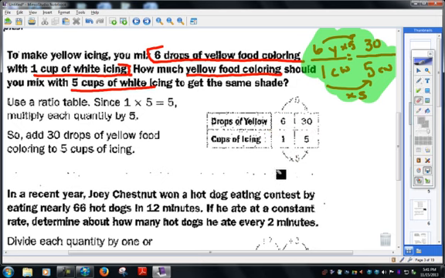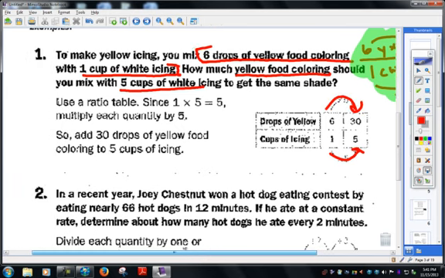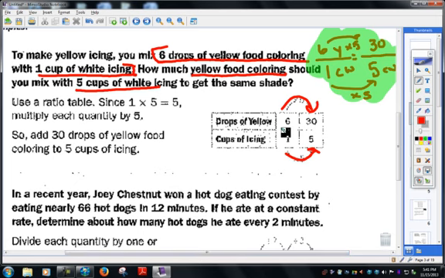That's all. But it's still the same thing. You're looking, okay, what did I do to my number of cups of icing? What do I have to do to my drops of yellow? So pretty basic here. And I'm fine with you guys, if it helps you think about it to go like this and do it that way. Obviously this wouldn't be there, that's what you're trying to figure out. You're trying to say, what am I doing to go from 1 to 5 as far as my cups of icing go? And that's how we get 30.